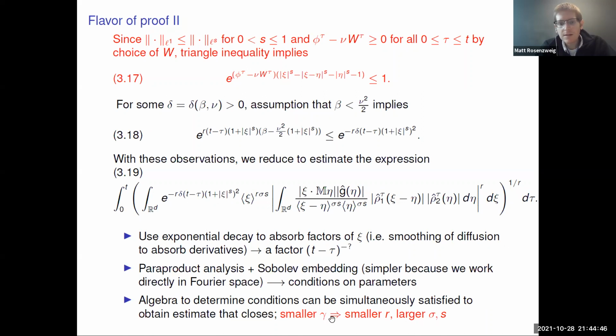And the important takeaway is that smaller gamma means a smaller R and a larger sigma, s. So in particular, if gamma is very close to 0, it would not work if I had R equals 2. I need to choose it to be close to 1. And in fact, if you just wanted to simplify your life, you could assume throughout what I'm saying that R is just equal to 1, which is the most favorable setting.